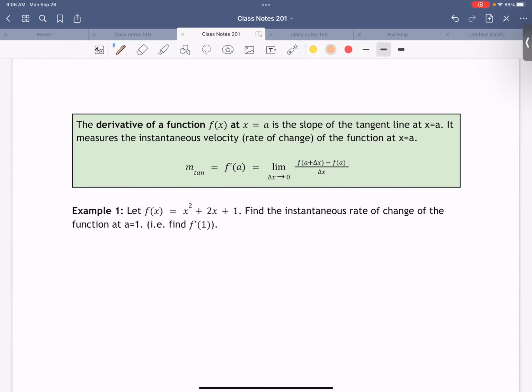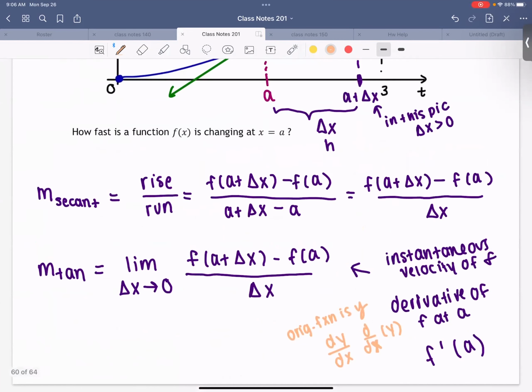Did you want me to go back? Yes. Sorry, I wrote that way too fast. When I get excited, I kind of just talk really fast, and I can't slow down. So thanks for stopping me there. That says the original function is y. And we call this crazy thing the derivative, dy dx, or d over dx of y.